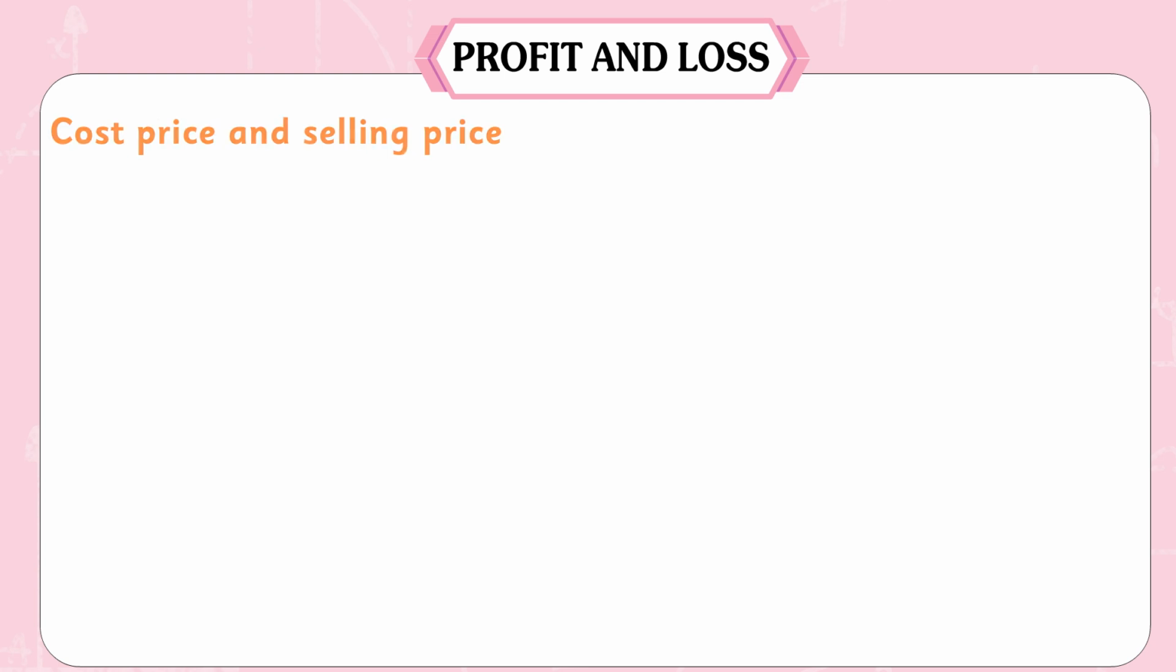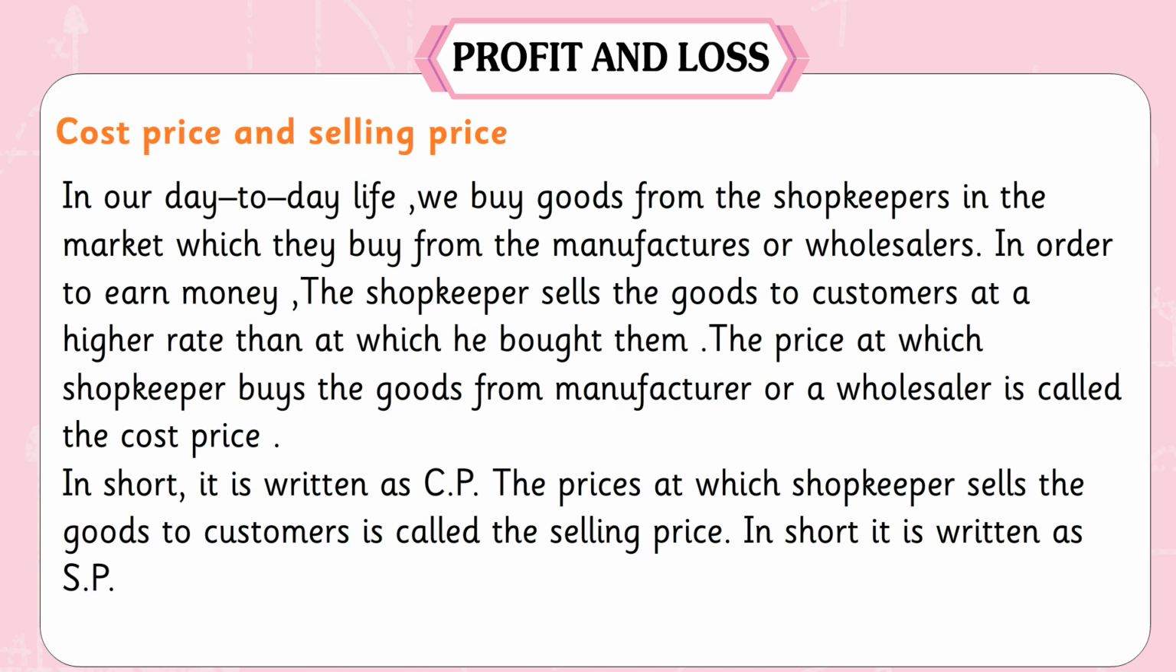Profit and loss. Cost price and selling price. In our day-to-day life, we buy goods from the shopkeepers in the market, which they buy from the manufacturers or wholesalers. In order to earn money, the shopkeeper sells the goods to customers at a higher rate than at which he bought them. The price at which a shopkeeper buys the goods from a manufacturer or a wholesaler is called the cost price. In short, it is written as CP.